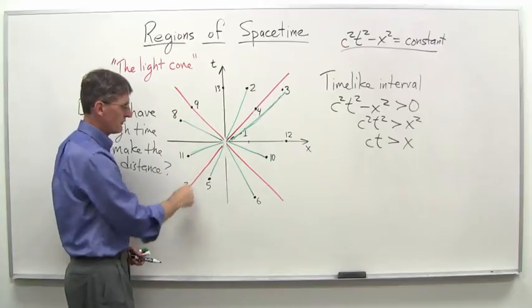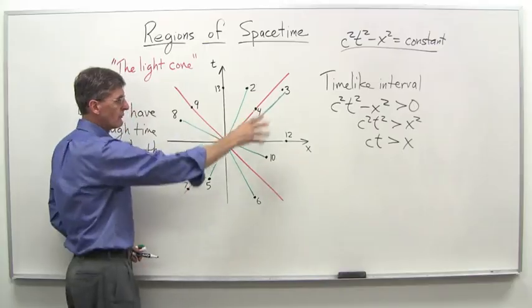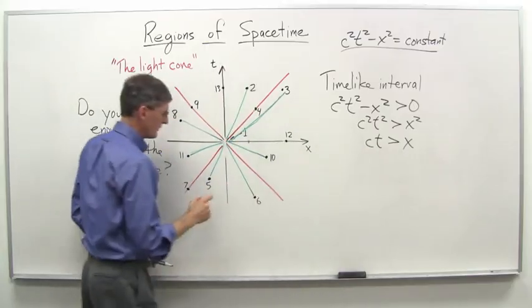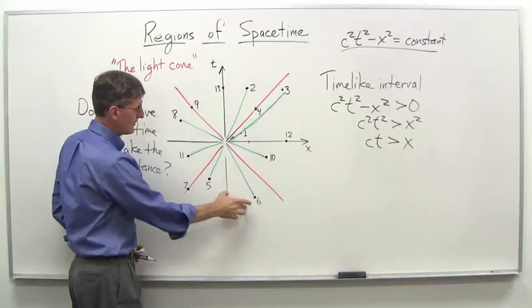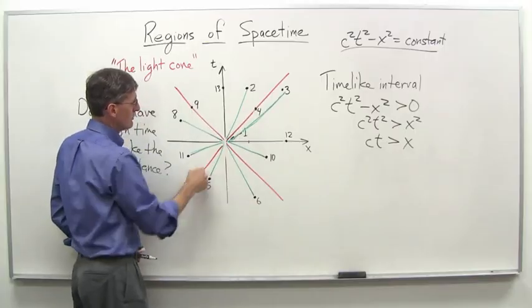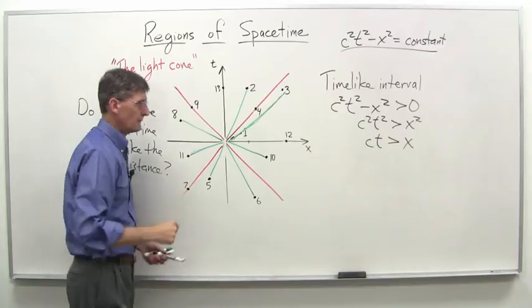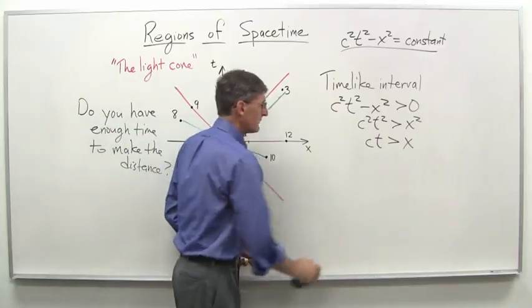We have a special name for the speed of light cases here. So the time-like interval ct greater than x is, for example, for 5 and 6, and 1 and 2 there. Now, so that's the time-like interval.